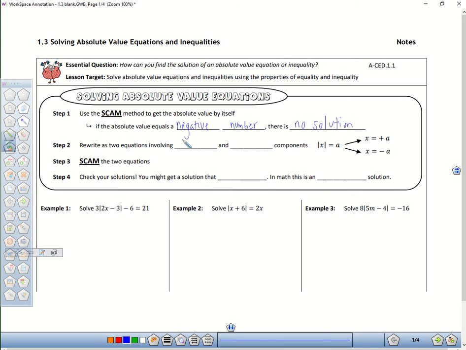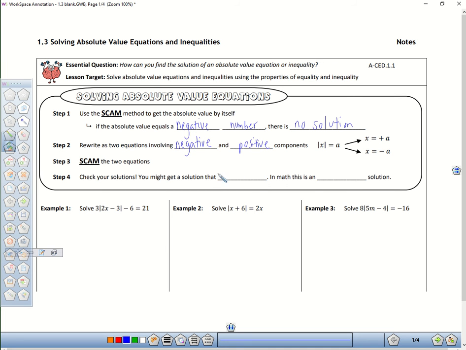To solve an absolute value equation, we do that by rewriting the two equations in their negative and positive components. Doesn't matter which one you do first, but you're basically going to negate the outside of the absolute value, which I'll show you in the example. Then we're going to simplify each of the two equations, solve for x or the variable. Then we're going to check our solutions.